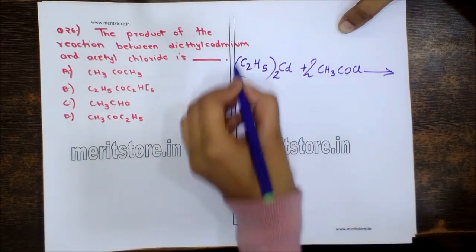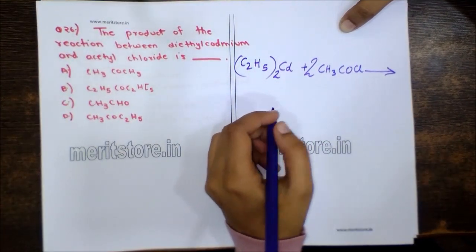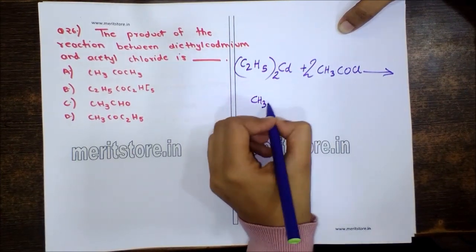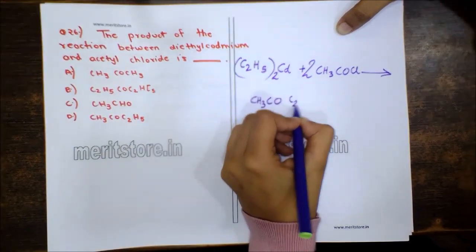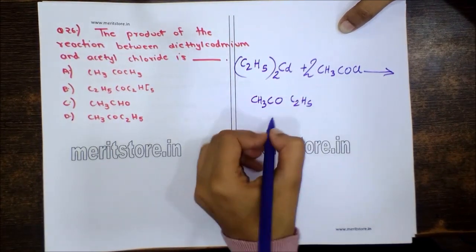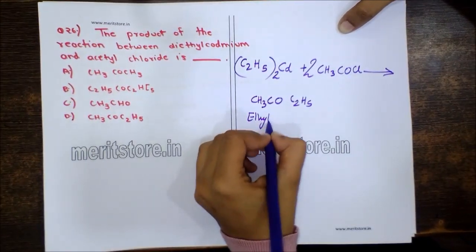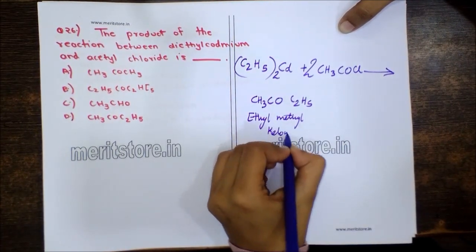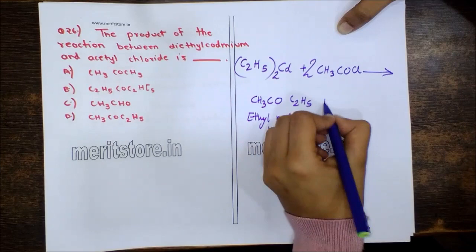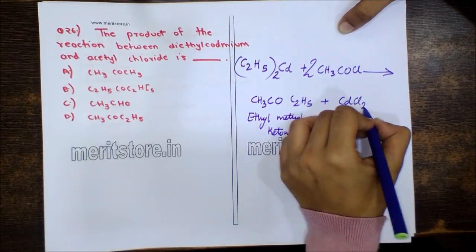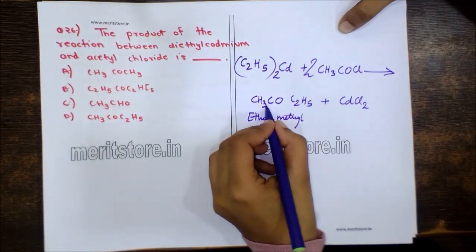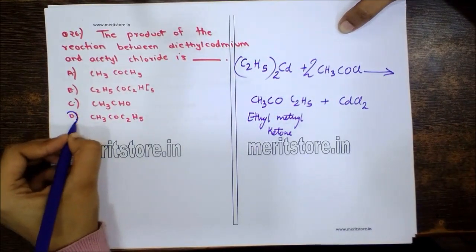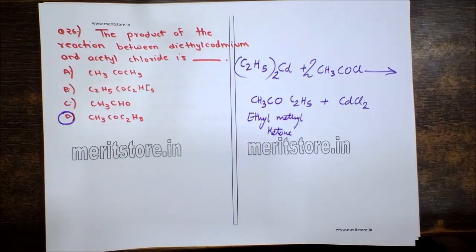This reaction will give me my product as ethyl methyl ketone, that is CH3, this is my methyl, ethyl C2H5. This is my ethyl methyl ketone plus CdCl2. CH3COC2H5 is my option D. Therefore, my option D is my correct answer.